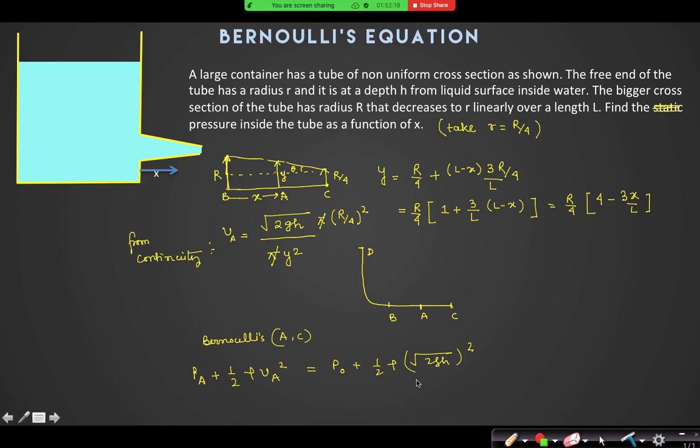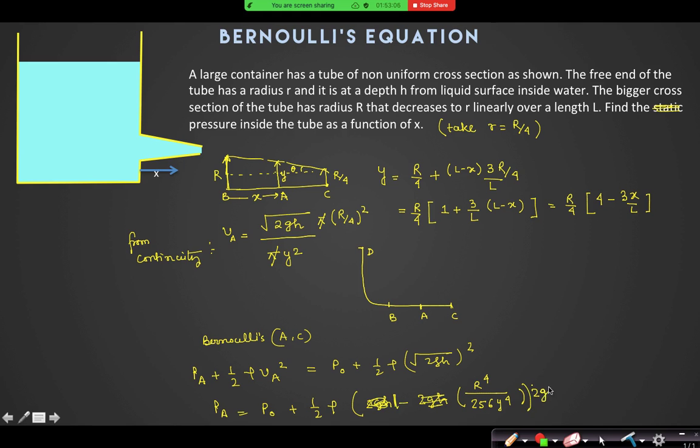From there I can find PA, because all the terms are known to us now. PA is equal to P atmosphere plus half rho into (2gh minus VA square). Now VA square is equal to 2gh into r power 4 divided by 16 square, that is 256 y power 4. You could have taken that 2gh out also.